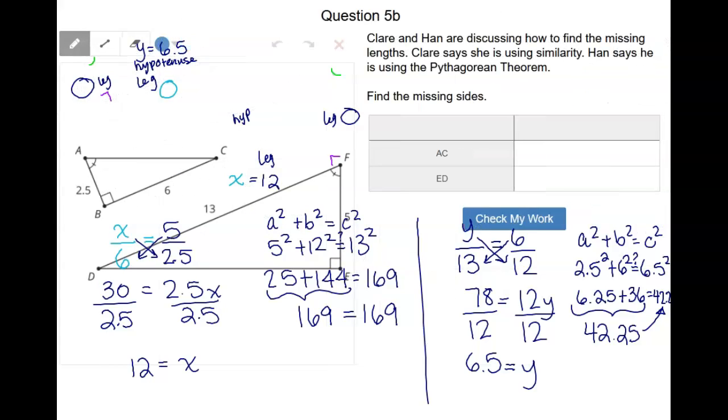So this one we've already done on the previous page. We know that the length of AC, that was our y. So here we have that y is equal to 6.5 for AC. And then x was our value down here for the length of DE. And so our length of DE was 12.